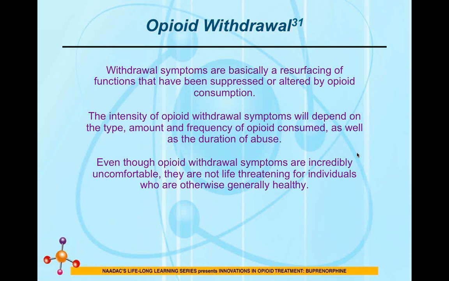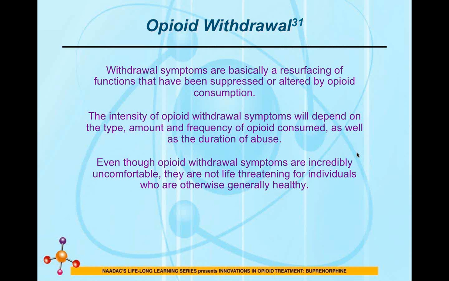And we know that withdrawal symptoms are basically just the resurfacing of the functions that have been suppressed or altered by opioid consumption. That's why that question I asked you was important: what do you think is going to happen if we stop taking opioids at this point, but we have a whole influx of noradrenaline? Well, you're going to see those jitters and the anxiety and the muscle cramps and the diarrhea, for example. That's the reversing of the suppression of noradrenaline that was happening before.